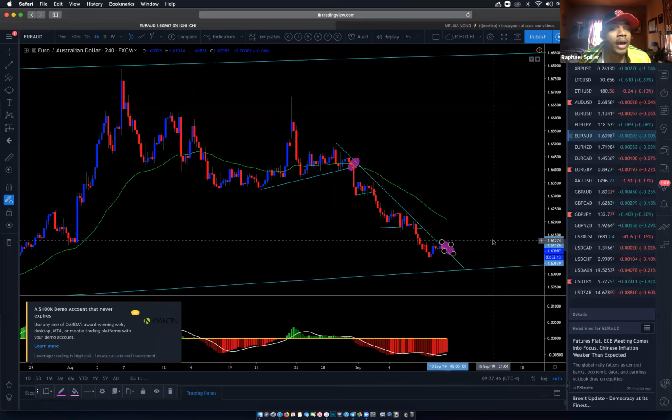Do you think the stochastic is useful? When you use it correctly, yes. So do the markings you just showed, yes, that's market structure.